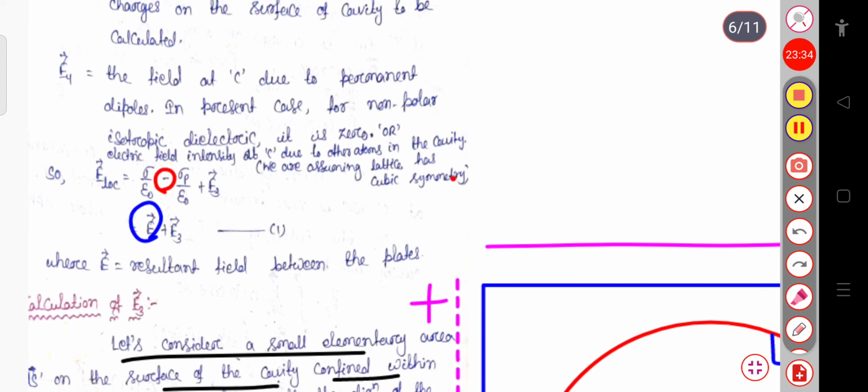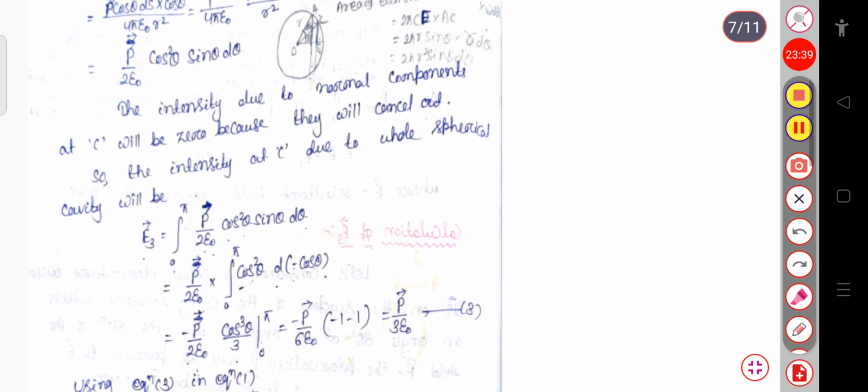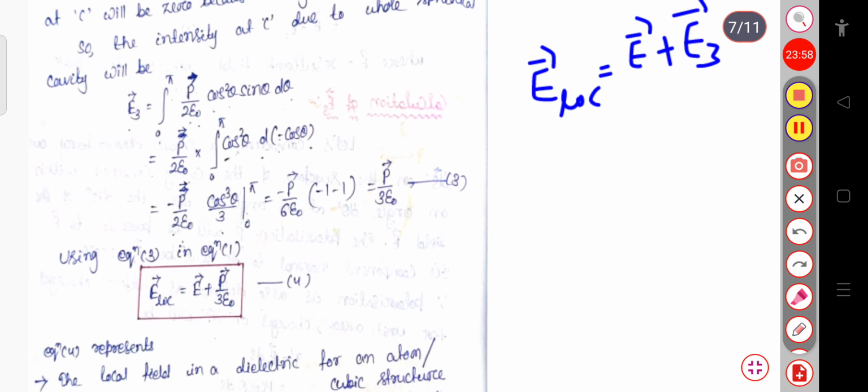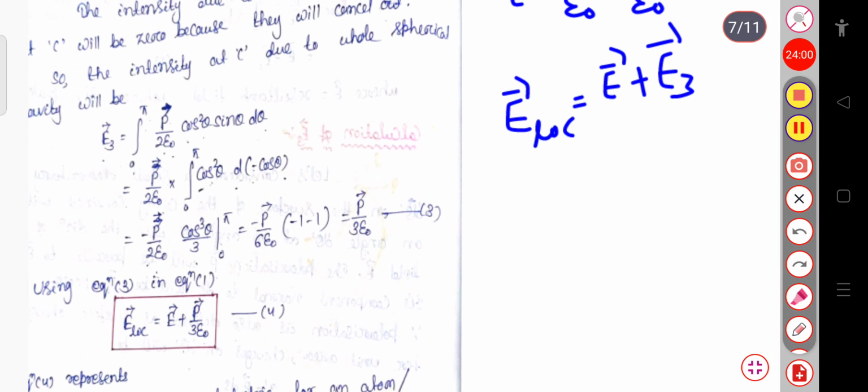Since E4 is 0, I can write the localized electric field as E plus E3. Here E is equal to sigma by epsilon naught, and this is minus sigma pi by epsilon naught when the dielectric is introduced. Now in place of E3 we can substitute P by 3 epsilon naught. This is your E3 value. So this will be equal to E plus P by 3 epsilon naught.